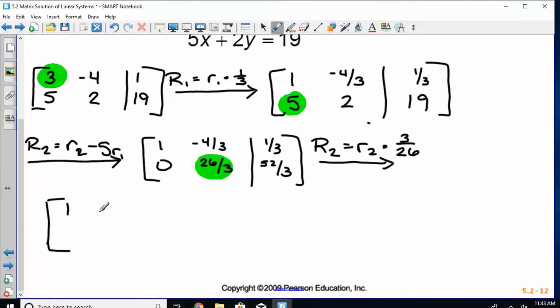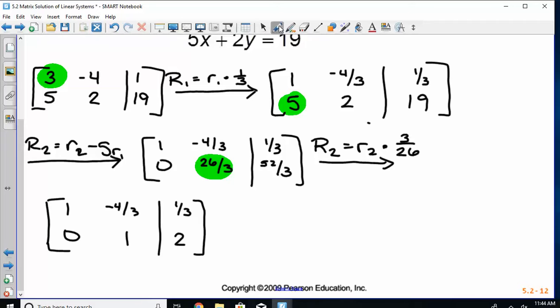So row 1 doesn't change. Zero times 3 over 26 is 0. 26 over 3 times 3 over 26 is 1. 52 over 3 times 3 over 26 is 2. So it got rid of our fraction. That was nice. Okay. We are very close to our answer.